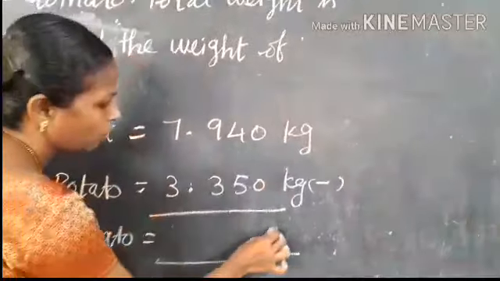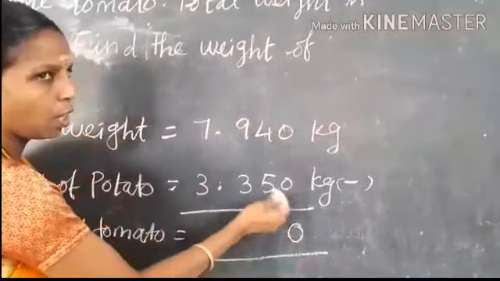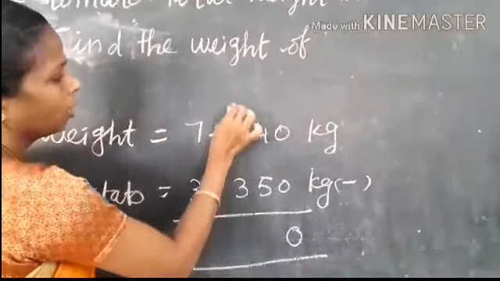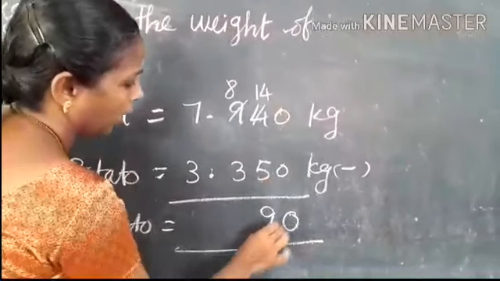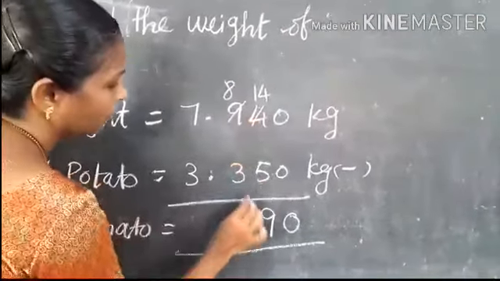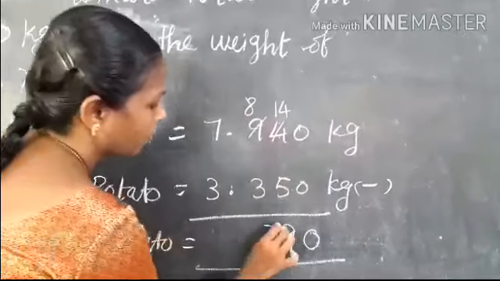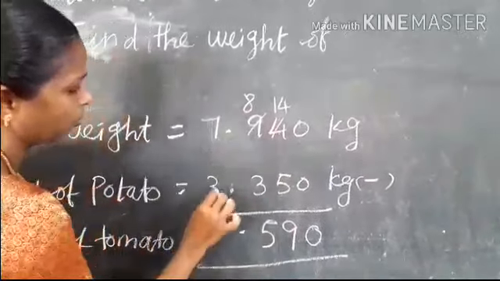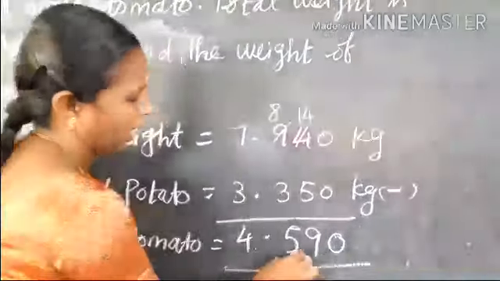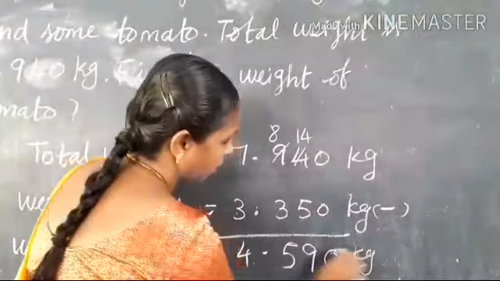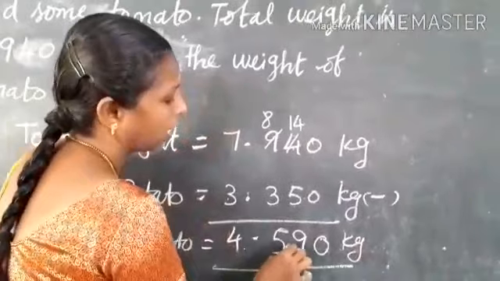0 minus 0, 0. 4 minus 5 not possible, get borrow. Here 8, here 14. 14 minus 5, 9. 8 minus 3, 5. 7 minus 3, 4. So the weight of tomato is 4.590 kilogram. That means 4 kilogram, 590 gram.